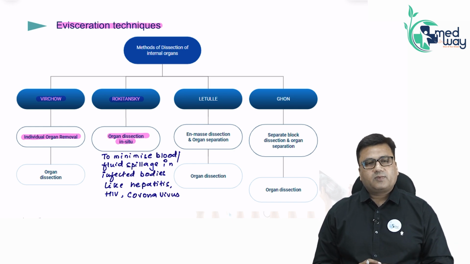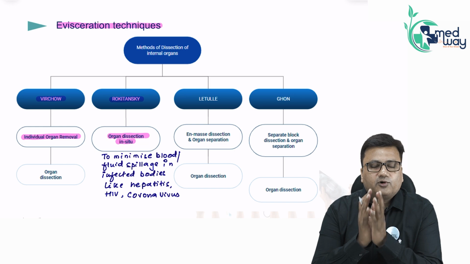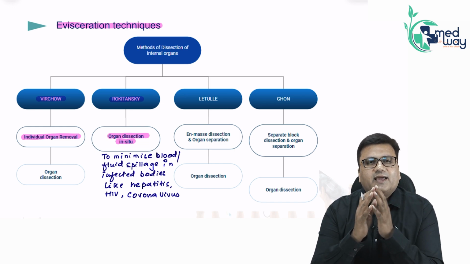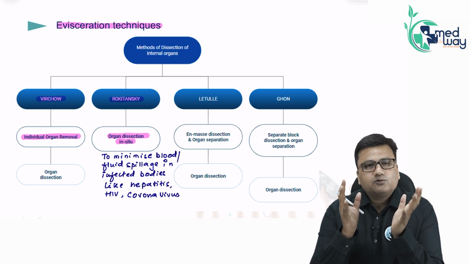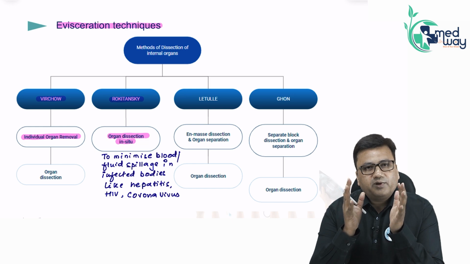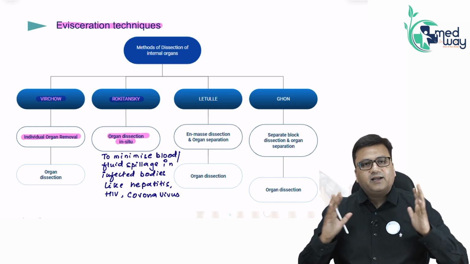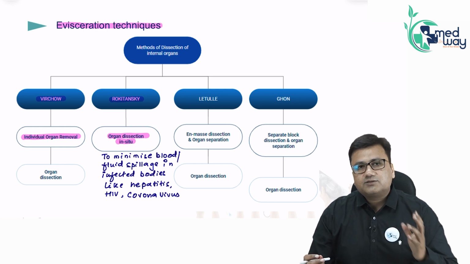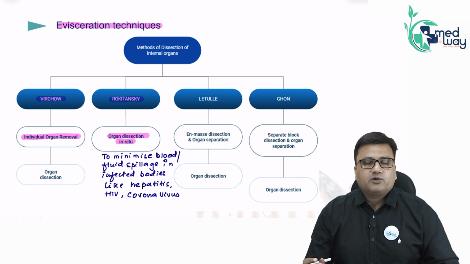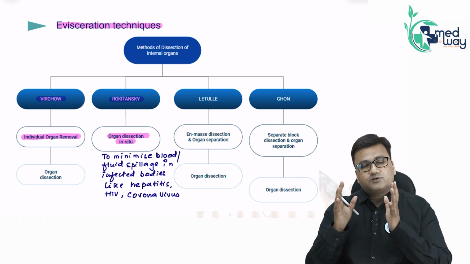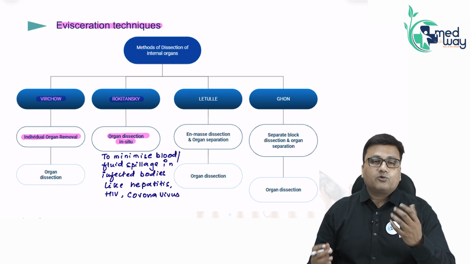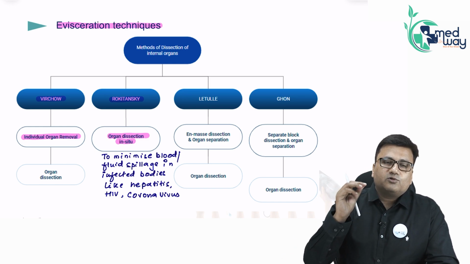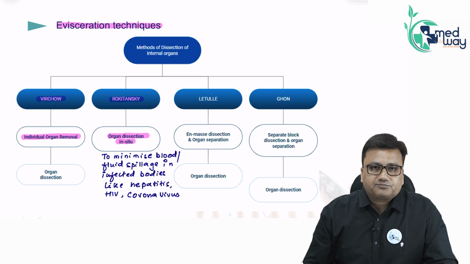coronavirus death. So, Rokitansky is employed to minimize any kind of droplet or aerosol spillage to prevent the autopsy doer and his staff from acquiring those infections, right. So, in cases of HIV body, in cases of hepatitis, in cases of coronavirus death, this approach would be preferable.